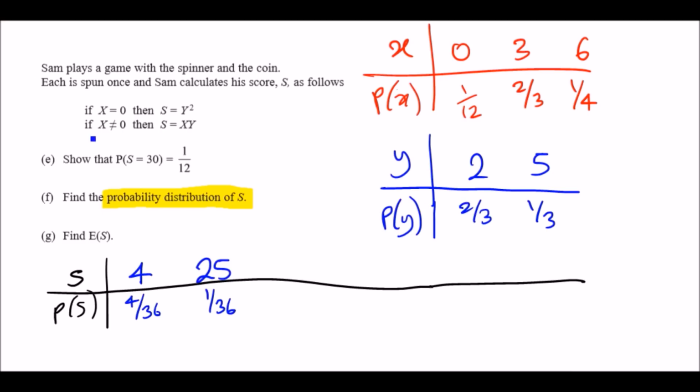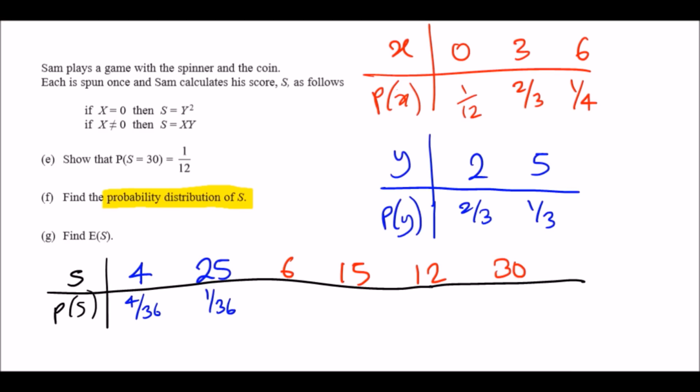Okay, now let's look at the second case. Let me just use the red pen. If x doesn't equal 0, then the score will simply be x times y. So we have combinations. We can say 3 times 2, which is 6. We have 3 times 5, which is 15. We have 6 times 2, which is 12, and 6 times 5, which is 30.